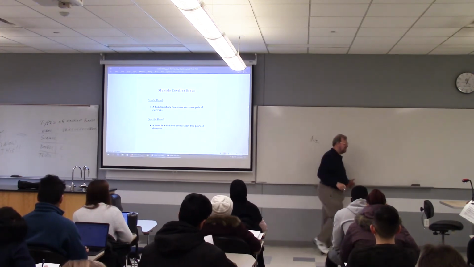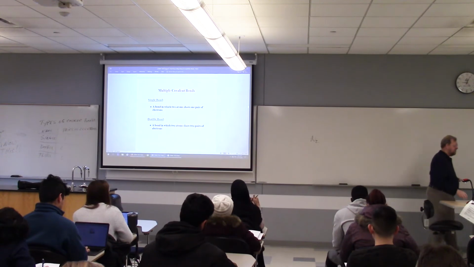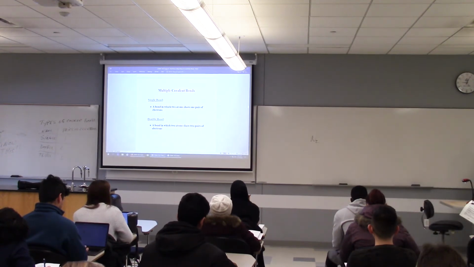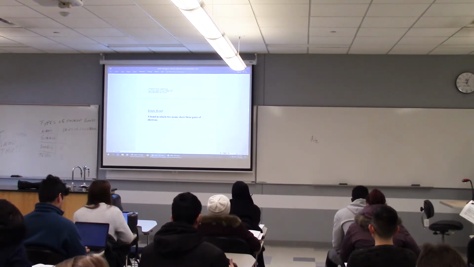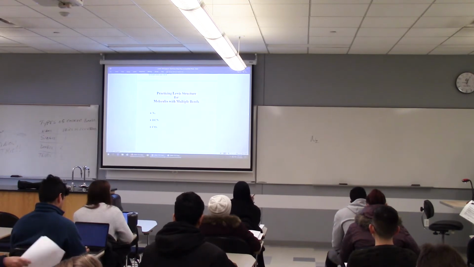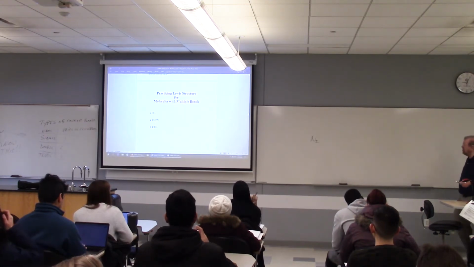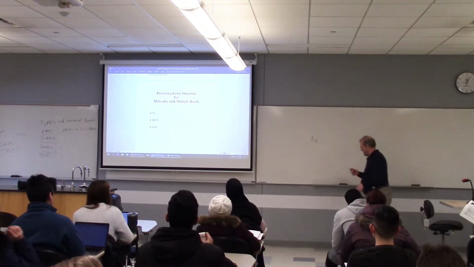Last Friday, I sort of sped through this. Let me go back and do it again at normal speed. And that is, how do you draw the Lewis structure for the following?